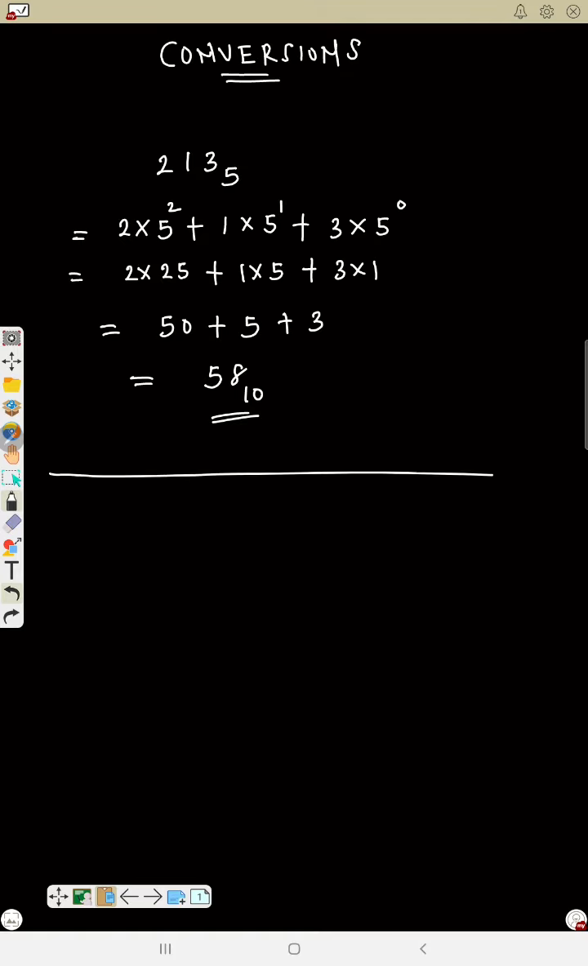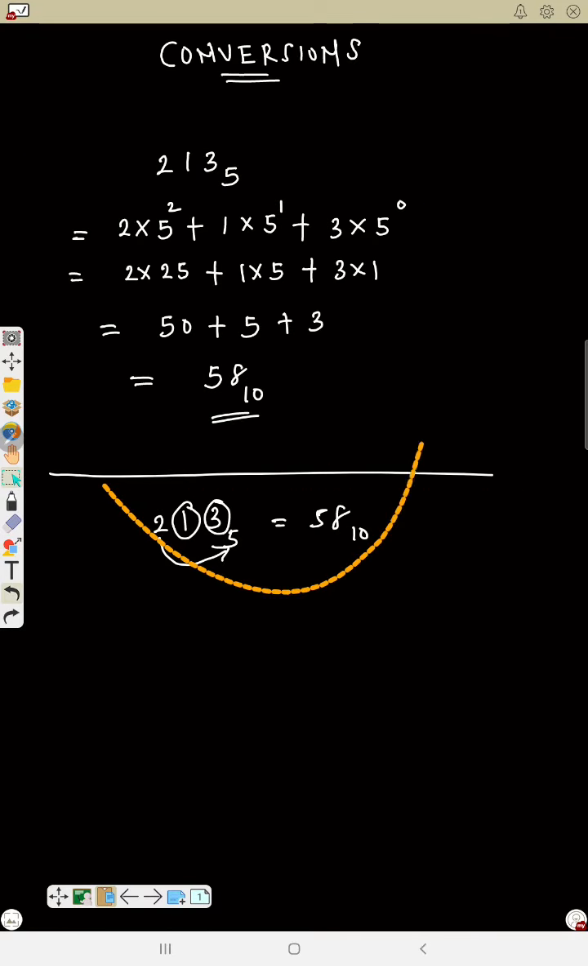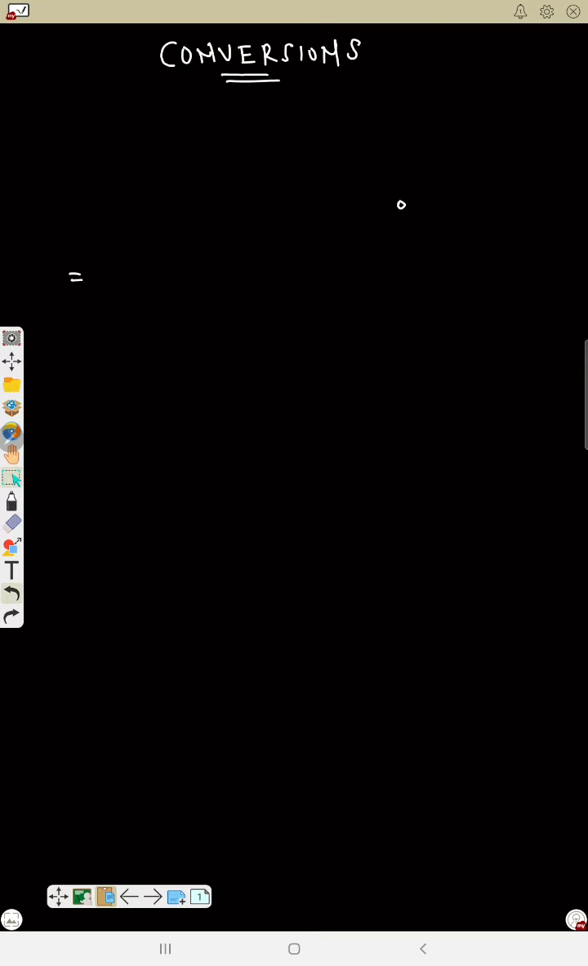Now let's use the other method. 2, 1, 3 base 5. Now the first thing is what? I'll say this one times this. 2 times 5, that is 10. Plus the next number, that is 11. 11 times 5 again, that is 55. Plus the next number, that is 58 base 10. So let's move on. So whichever is convenient you can use, but that one is very fast for JAMB level.